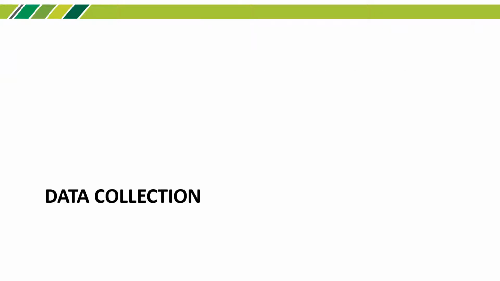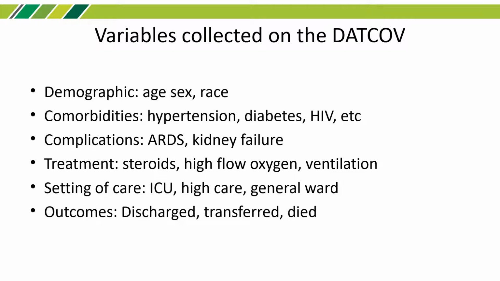The purpose of this was to look at resource demands and where resources needed to be allocated. So I thought I'll share a little bit with you about the data collection. The things we collect on the platform are some demographic information like age, sex, and race. Some information about comorbidities, the underlying medical conditions like hypertension, diabetes, HIV, etc. Some complications they may develop, like the lung complication that many patients have, ARDS, kidney failure, and others. Some information about treatment, whether patients are getting steroids, high flow oxygen, ventilation. Where are they being treated, in ICU, high care, or general ward? And what are the patient's outcomes? Have they been discharged, transferred to another hospital, or died?